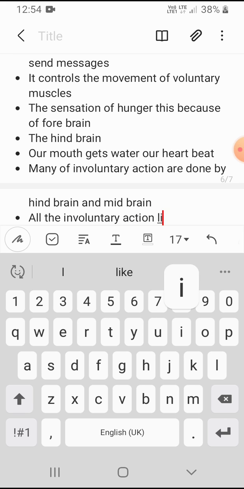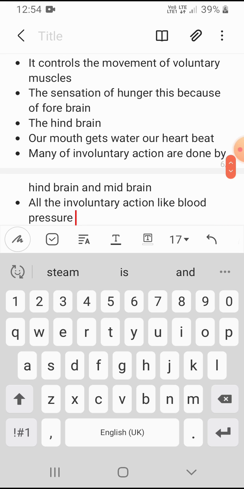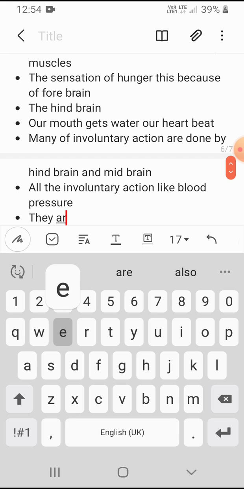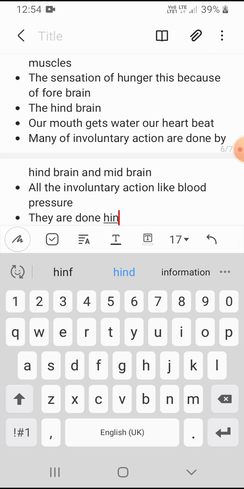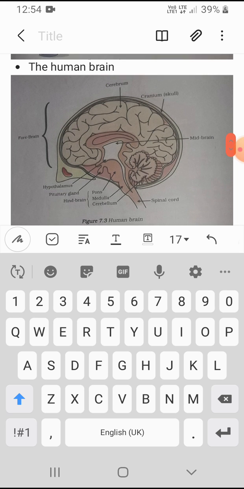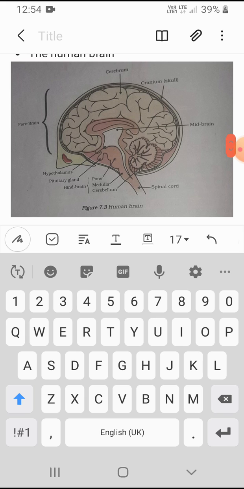So all the involuntary actions like blood pressure and heartbeat, as I said, they are done by hindbrain. Here see, medulla oblongata, pons and cerebellum. By these three, the involuntary things or involuntary actions are controlled by the medulla oblongata, or medulla as we call it commonly, and other parts are also there.